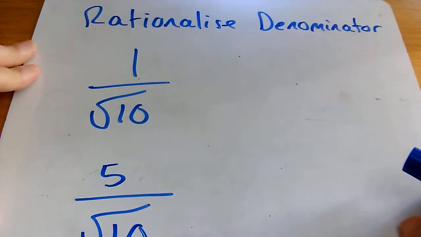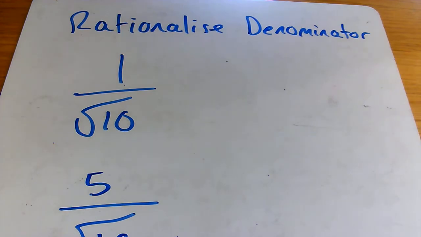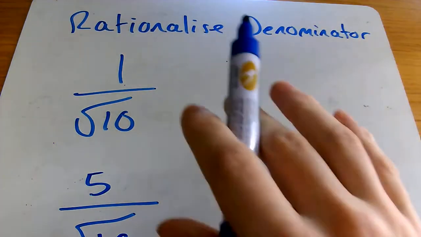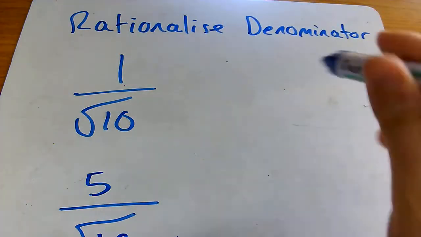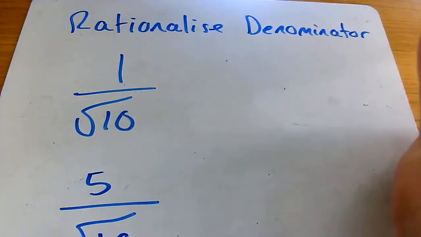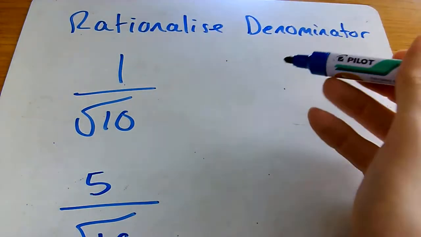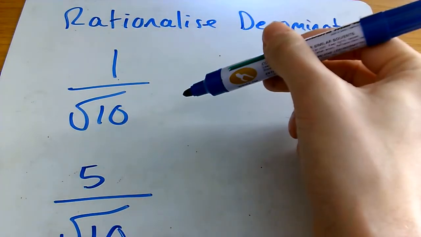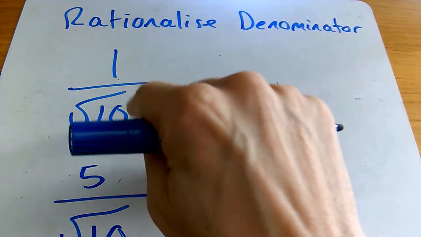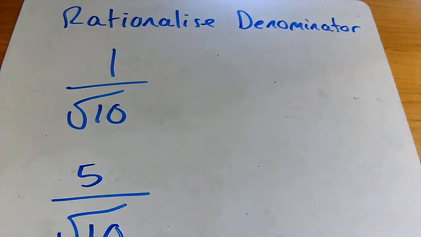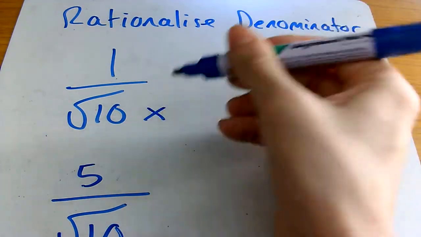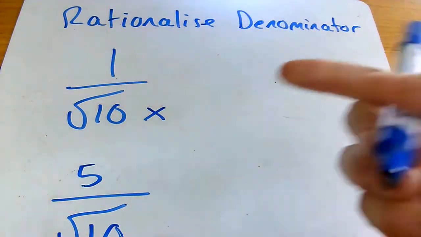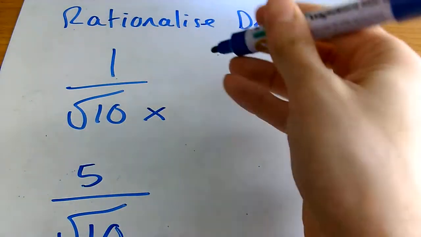Probably the most common thing you're asked to do with surds is rationalise the denominator. So the denominator is the bottom part of the fraction and it's not allowed to be a surd, so we want to get rid of that. The top can be, that's fine, just not the bottom. So the technique is to multiply the fraction top and bottom by something that's going to get rid of this root 10. We saw in the first example, if you multiply something in a surd by itself, it's going to get rid of the square root.